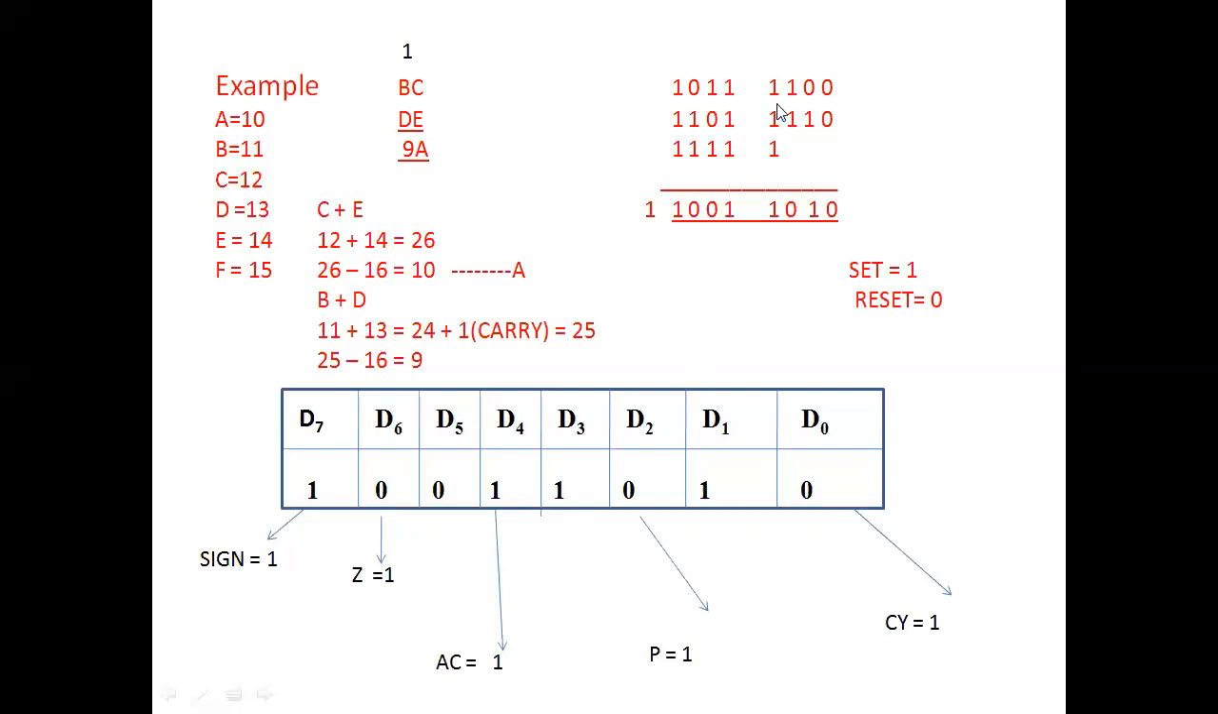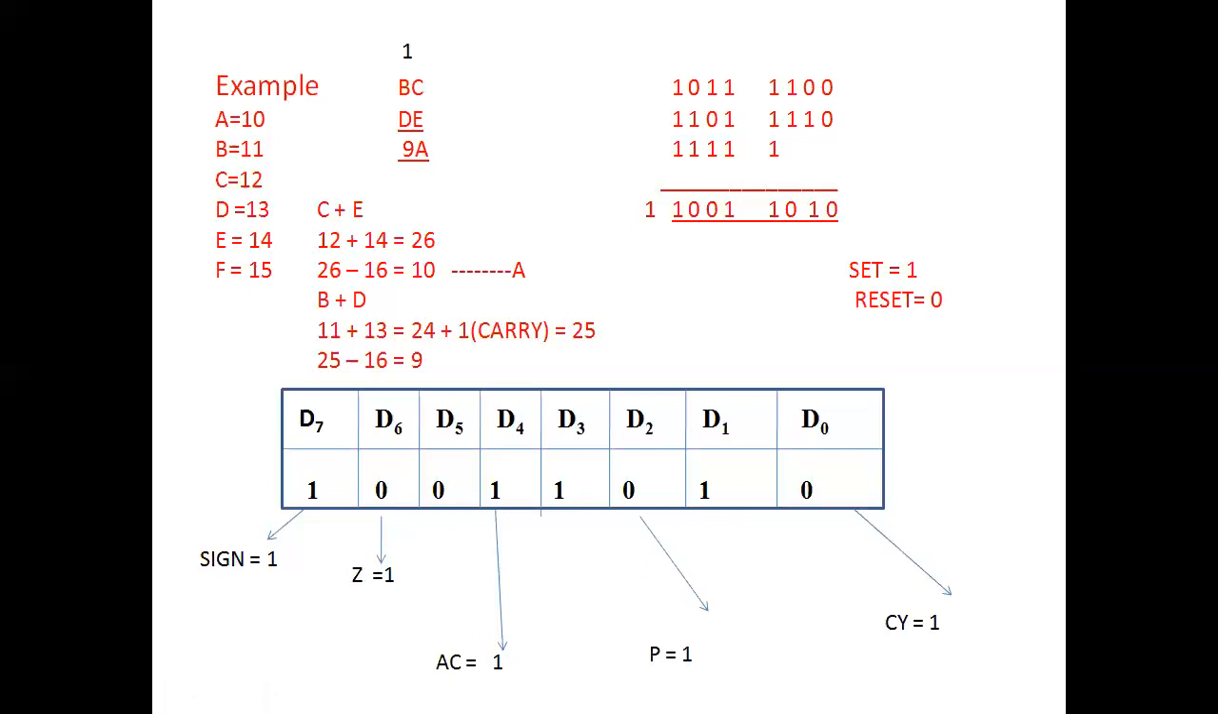If in this place, bit D3, I am not getting any carry, so it will be considered as a 0. Next one, parity. In this example, how many ones are there? There are four ones. Four ones means this is an even parity.